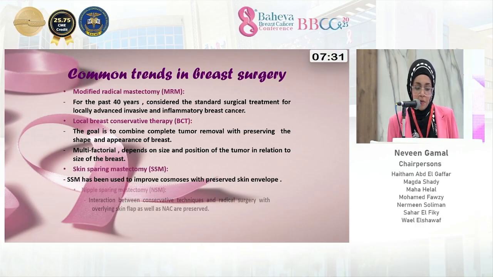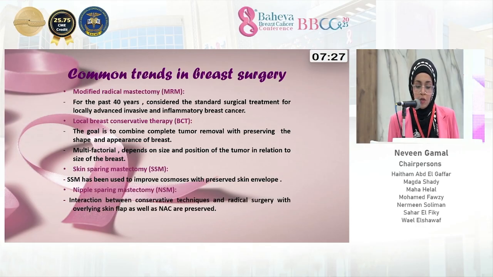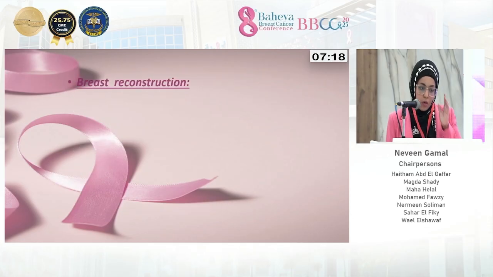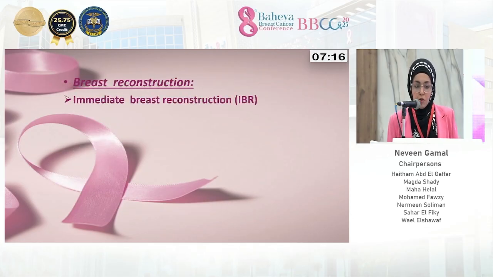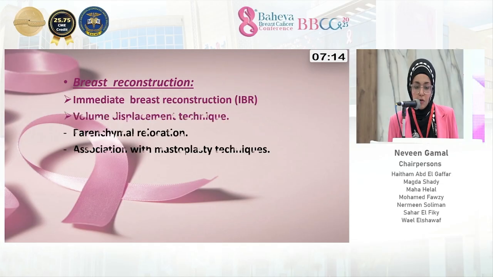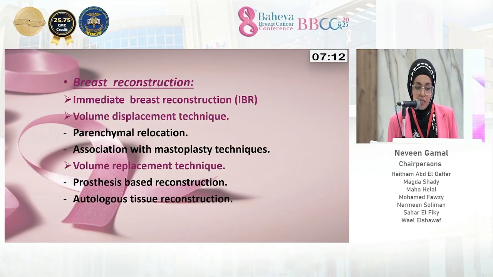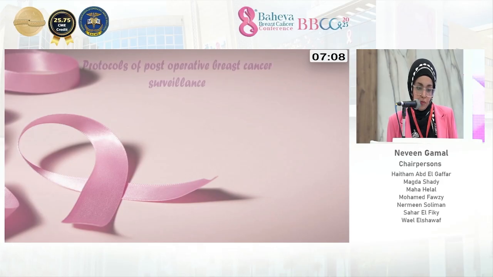We have a skin-sparing mastectomy and nipple-sparing mastectomy, which are an interaction between conservative techniques and radical surgery, with overlying skin flap as well as nipple area complex preserved. We have also breast reconstruction surgery like immediate breast reconstruction, volume displacement techniques, volume replacement techniques, and contralateral procedures.